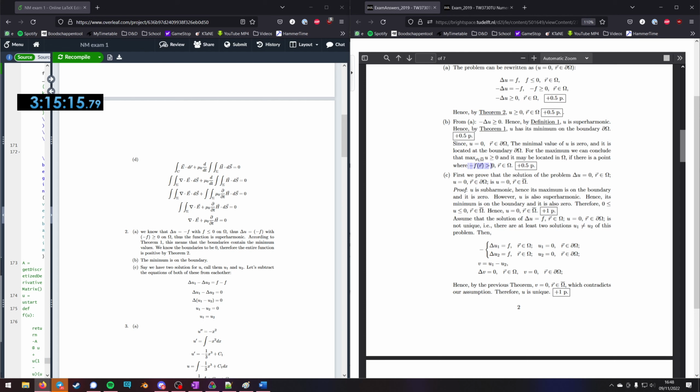Oh, I see what they're doing in the explanation of C. They are saying that if you have a problem where u is 0 and the boundary is also 0, right? So they're saying that if you have a random problem, nothing to do with our problem, where delta u is 0 inside and the edge is 0, then it is subharmonic and superharmonic. Therefore, it is 0 everywhere. I guess so. It's continuous. So it's just 0 everywhere.